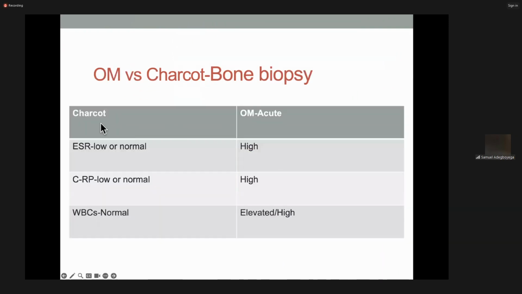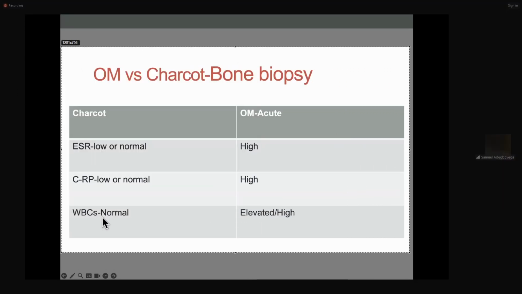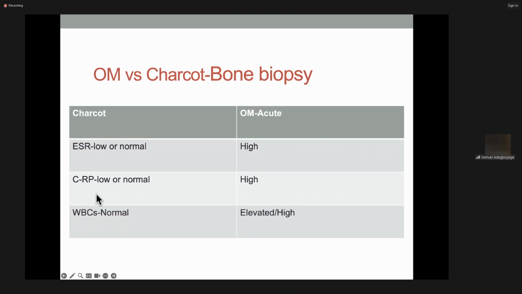Okay. This is very important. With Charcot, you're going to have a low to normal ESR, low to normal CRP. You might get a little bit high, sometimes you have a recent trauma. You might get a low to little high WBC. But if you have acute osteomyelitis, your ESR will be high, your CRP will be high, and your white count will be elevated. Based on literature that we talked about on Friday, what is the cutoff for osteomyelitis for ESR?